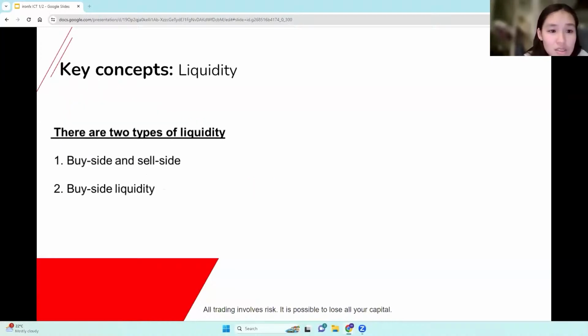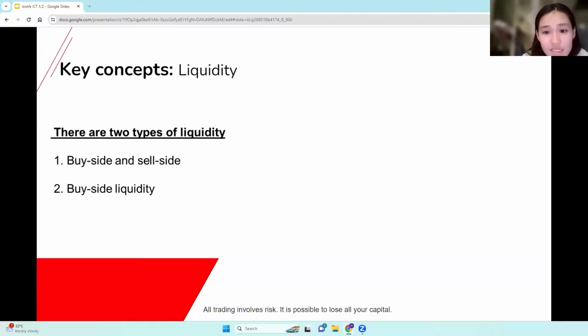So first key concept we'll go through is liquidity. There are basically two types of liquidity: the buy side and sell side. Firstly, buy side liquidity represents a level on the chart where short sellers will have their stops positioned. Sell side liquidity is just the opposite of that. It represents a level on the chart where long biased traders will place their stops.